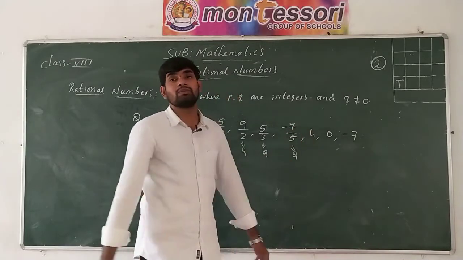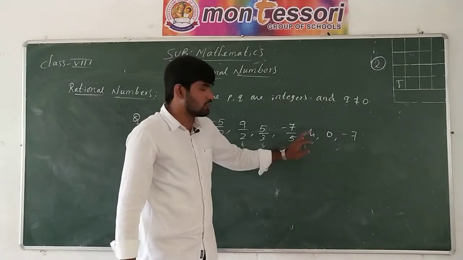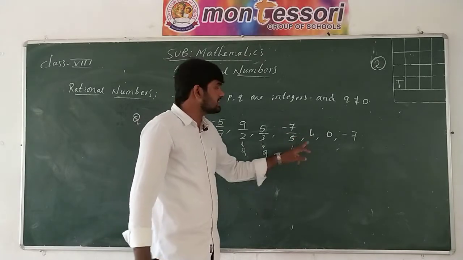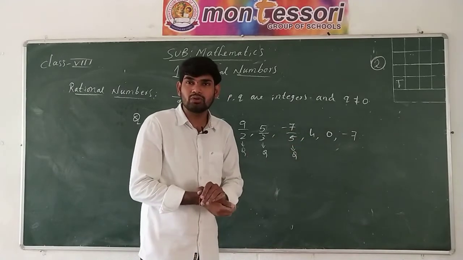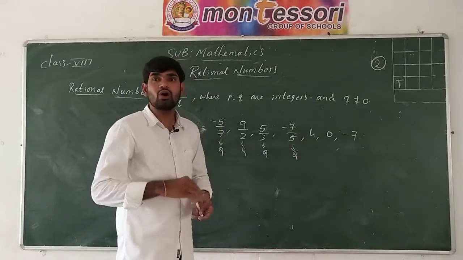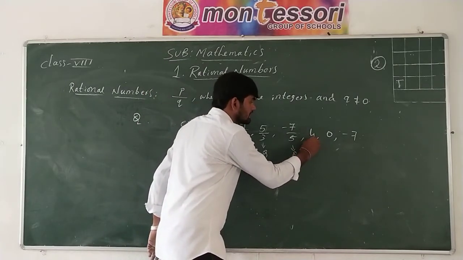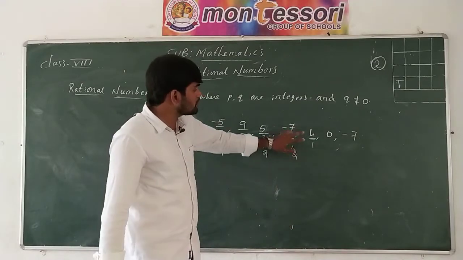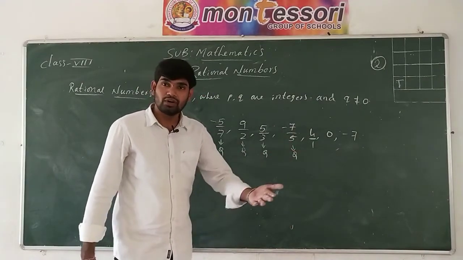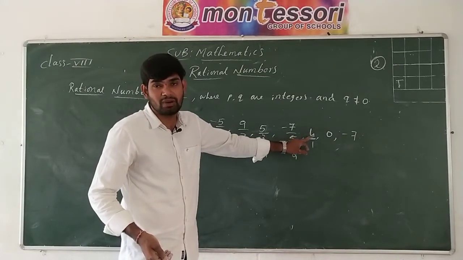What about 4 now? You know that 4 is a natural number as well as a whole number as well as an integer. Now can I say it is a rational number? If it is a rational number, it should be in the form of p by q, no? But it is not in the form of p by q. Then how can we say 4 is a rational number? We can write 4 as 4 by 1. The value of 4 by 1 is 4 only. So 4 is also a rational number, because we can write 4 as 4 by 1, where it is in the form of p by q.